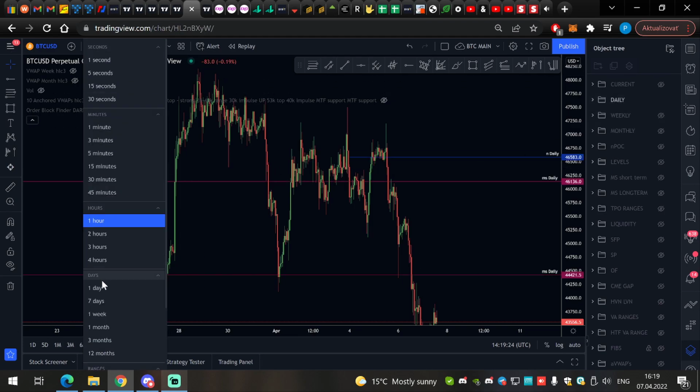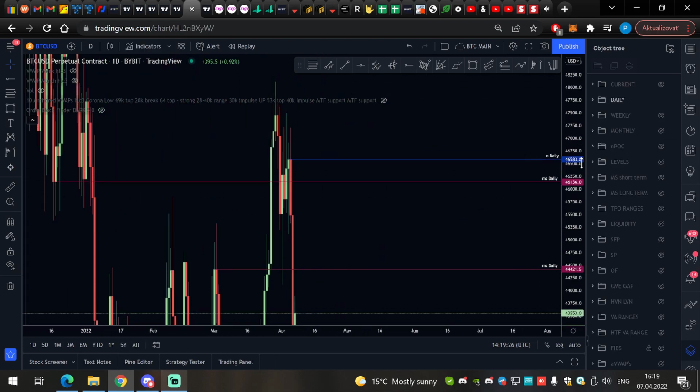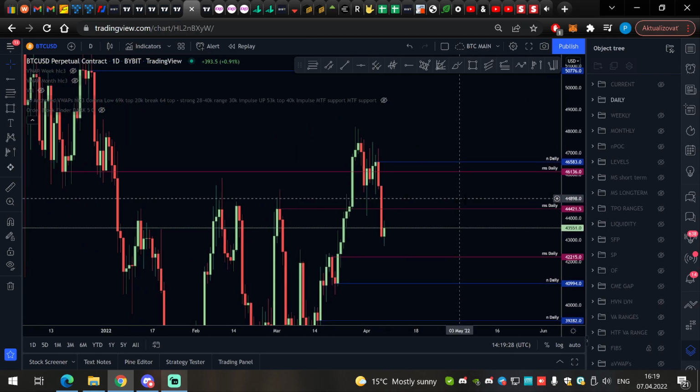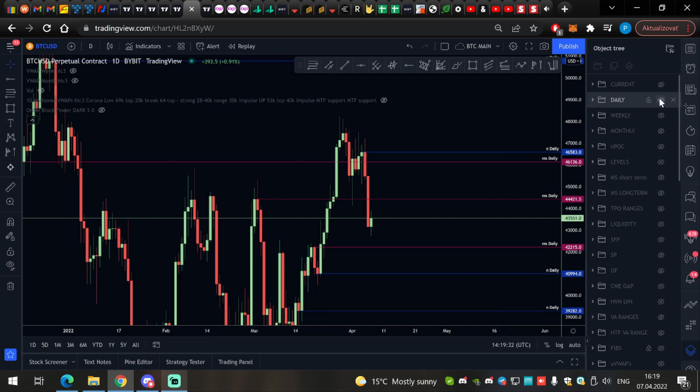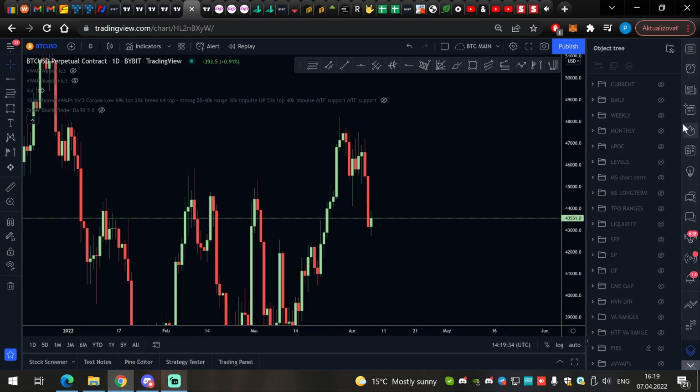From dailies, let's have a look on dailies. Market structure daily was lost here. That's pretty fine. Weekly.